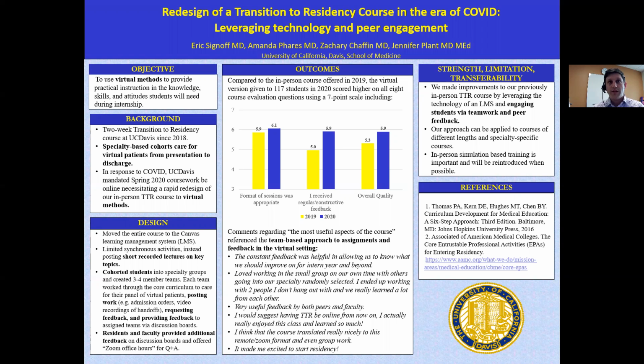And on a 7-point scale, the format of the sessions was appropriate, received 6.1 in 2020 as opposed to 5.9 in 2019. I received regular constructive feedback, received much higher scores in 2020 than 2019, and the overall quality of the course was actually deemed higher at a student evaluation of 5.9 as opposed to 5.3 in 2019.